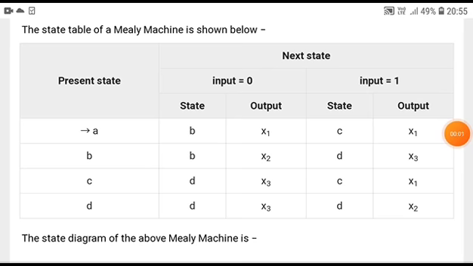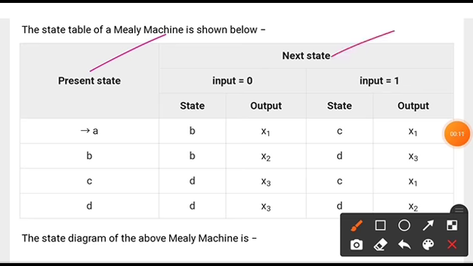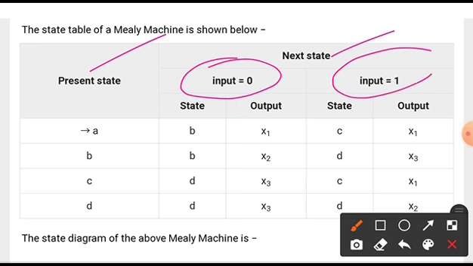Hello friends, welcome. So today we are going to discuss one example of the Mealy machine. Here is the state table given to you. You can see that these are the present states and these are the next states, and there are some inputs, and the inputs are 0 and 1. There are some present states, and this is the initial state. This is the initial state because we know whenever there is an initial state we have to represent it with an arrow.